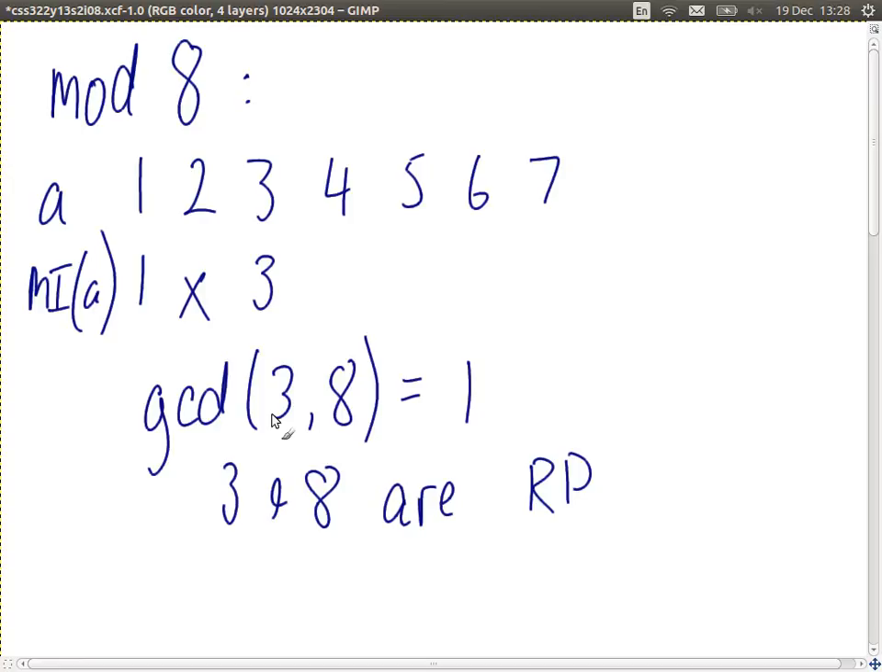And then do so for the remaining numbers, 4, 5, 6, 7. Find their multiplicative inverse, or if they don't have one, note that. So check: does the integer have an inverse? If so, find the value.